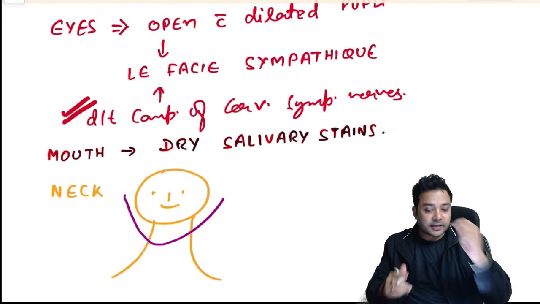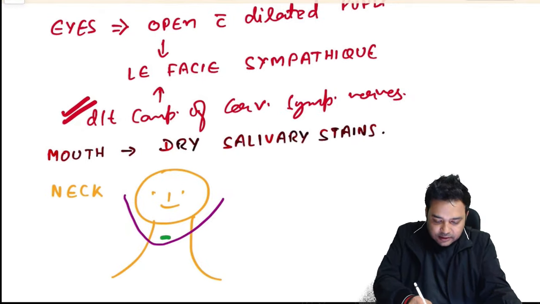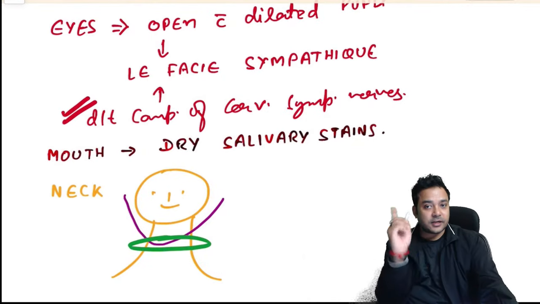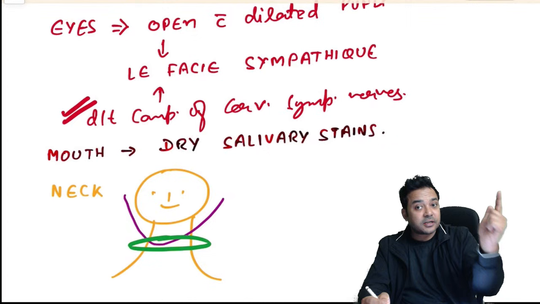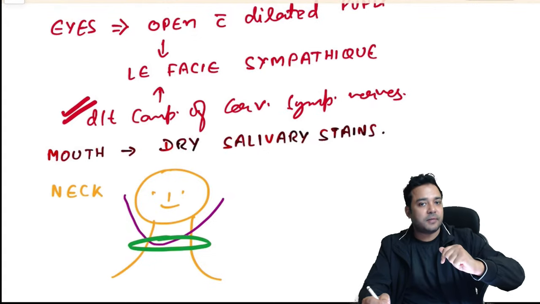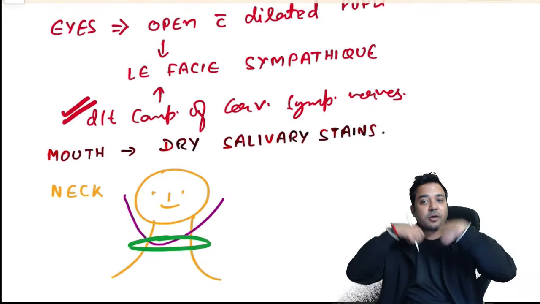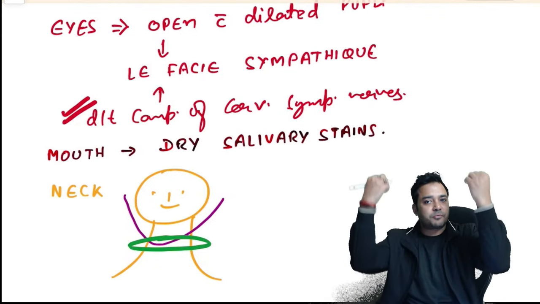In relation to ligature strangulation, the mark goes like this. The green color mark showing ligature strangulation is called as transverse mark or horizontal mark. But the mark of hanging runs upwards and backwards. Why? Because the pressure is upwards and backwards.